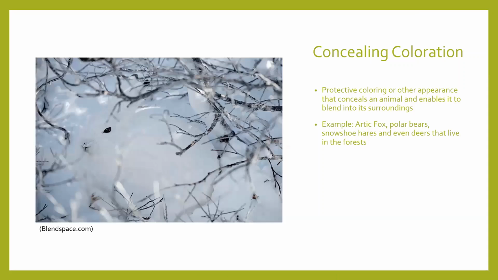All right, y'all. So the first type of camouflage I'm going to talk to you guys about today is concealing coloration. This type of camouflage allows an animal to blend into their environment, mainly by using their biological coloration to hide their location and movement. A few animals that use concealing coloration, especially in the winter, are polar bears, Arctic foxes, and snowshoe hares.